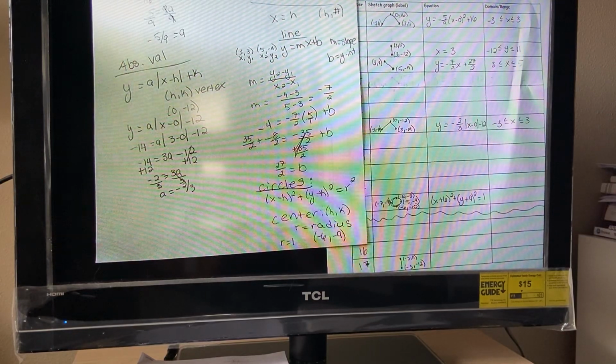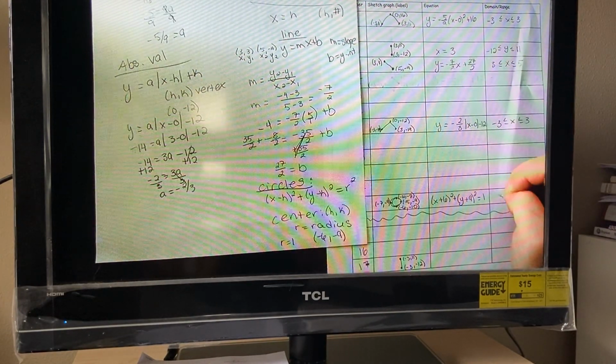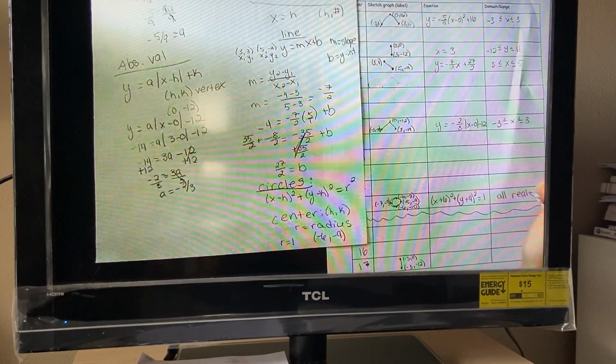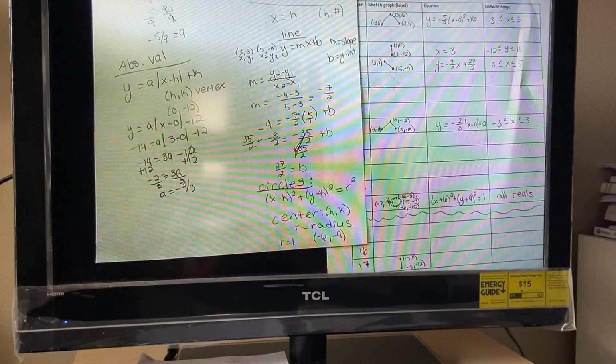And you don't actually need to limit the domain and range for a circle because it's just going to go around and around over itself. So you don't really need to limit the domain and range. I'm going to put all reals just to make my life a little bit simpler.